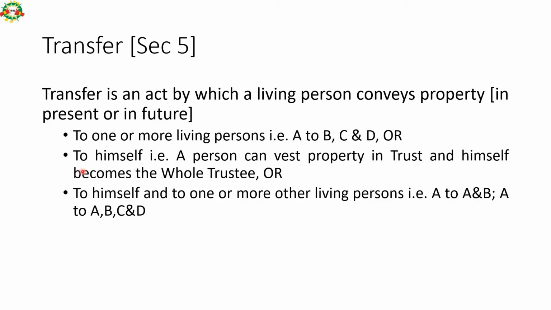For example, a person can vest property in trust and himself become the sole trustee, or transfer to himself and to one or more other living persons. For example, A and B, me and myself, me and somebody else, A to A, B, C, D. These could be different types of scenarios under which transfer could happen as per section 5 of the TP Act.